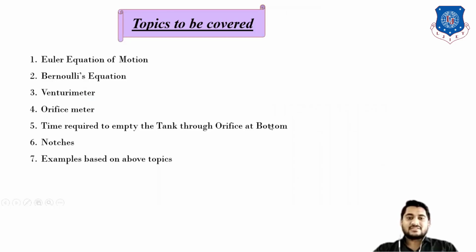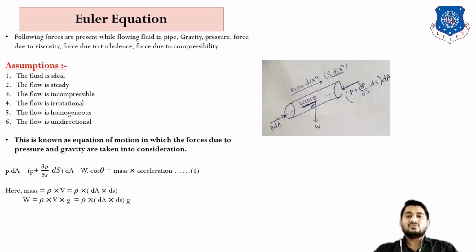So let us see the course content for this topic. First of all, we will learn about Euler equation derivation, then Bernoulli equation, then derivation of Venturi meter and orifice meter, then time required to empty the tank from an orifice at the bottom of the tank, then various types of notches and examples based on the above topics. Clear? So let us consider first of all Euler equation.